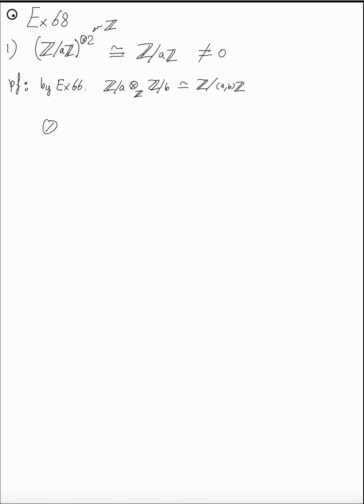But now, if I take Q quotient by Z, and then tensor with itself, I claim this is 0. So notice, actually you can think of it as a submodule 1 over A of Z quotient by Z. And this is not 0 because this is basically isomorphic to this, right? And so here is the point, prove this.